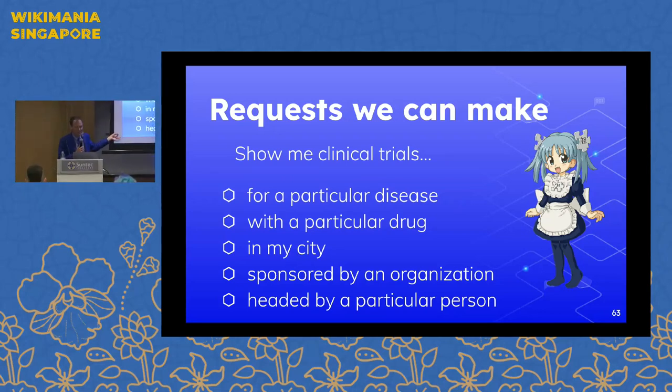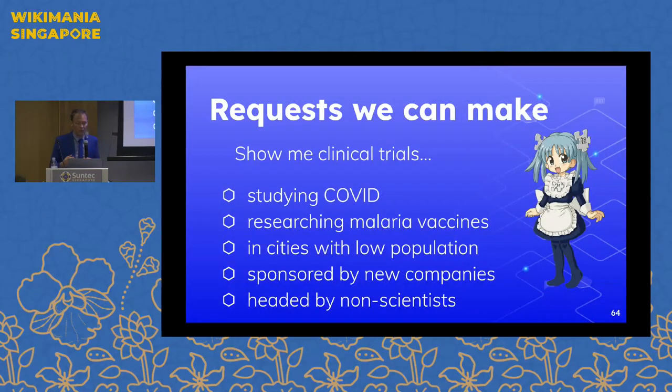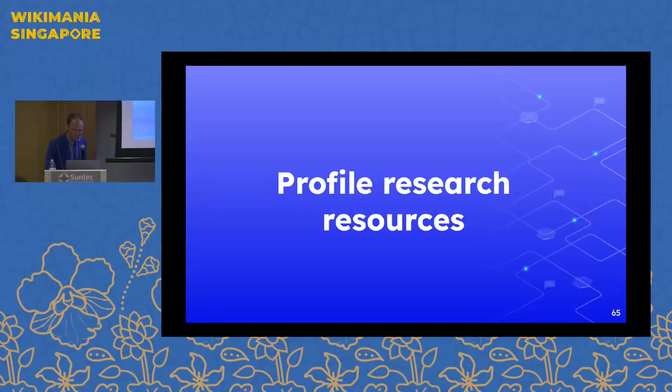You can say, WikiPTAN, can you give me all the clinical trials for a particular disease? All the medical research that used a particular drug? All the research that has happened in my city? These are the kinds of things that we can profile. You can see the trials that are studying particular diseases, trials that are sponsored by particular companies. You can do queries to show me, I want to see the research that's only happening in cities with low population, other kinds of weird things that you would only be able to do in Wikidata.